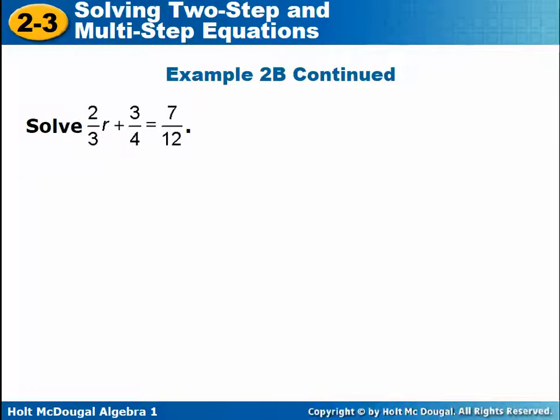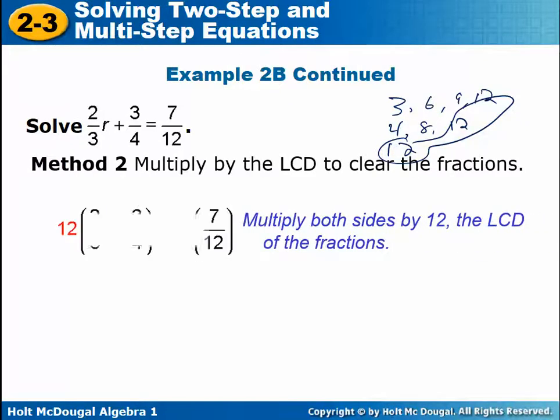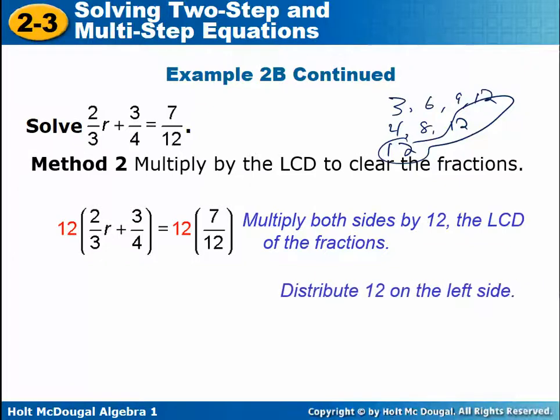The other method is to multiply by the least common multiple, or the least common denominator of 3, 4, and 12. This one's easy to do because the multiples of 3 are 3, 6, 9, and 12. The multiples of 4 are 4, 8, and 12. So we can multiply both sides of this by 12, and then we won't have any fractions anymore at all. So when you do that, just be very careful when you distribute the 12 through.